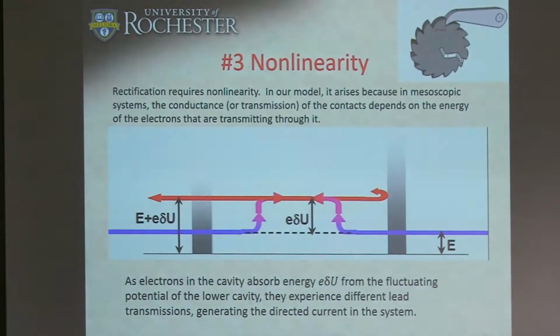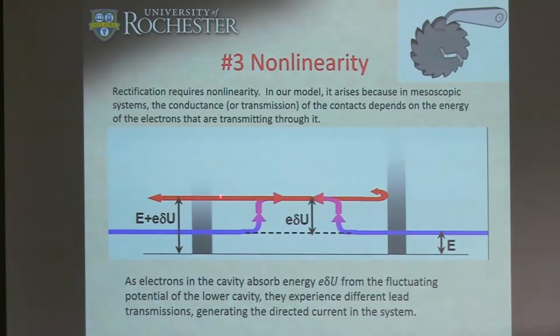I can get this nonlinearity in a variety of ways. In the model I'm talking about, it happens because in mesoscopic conductors, the transmission of the contact depends on the energy of the electrons that are transmitting through it. If I have high energy, I'll be more transmissive, whereas if I have low energy electrons, I'll be less transmissive. And so here is the basic mechanism of the idea.